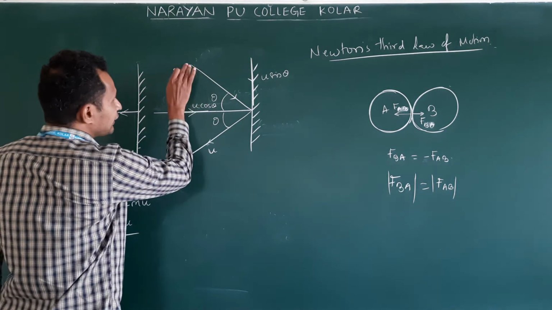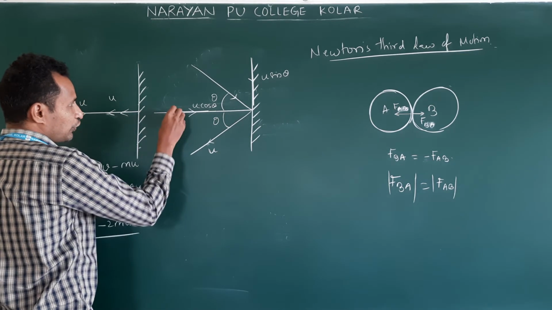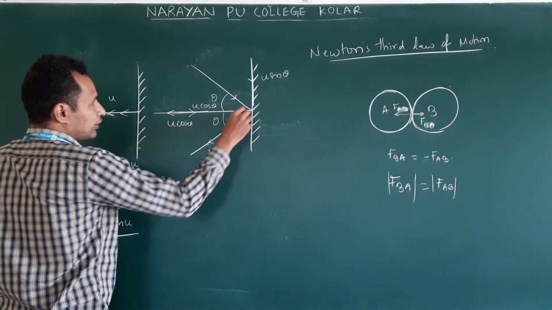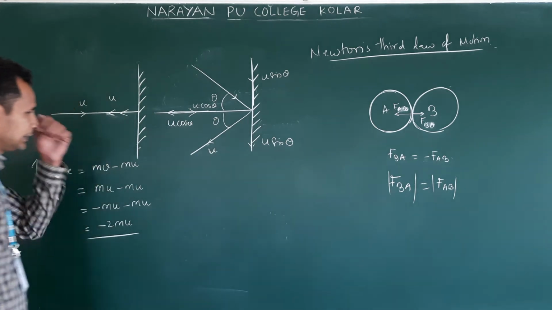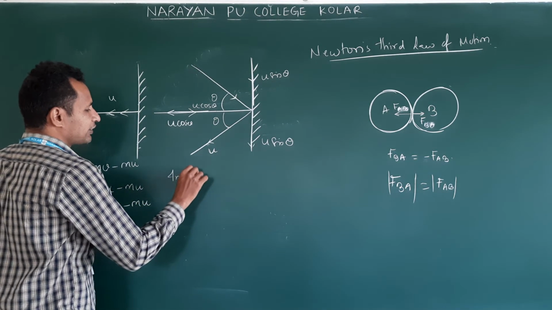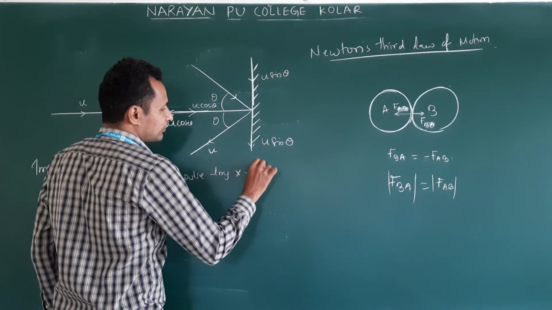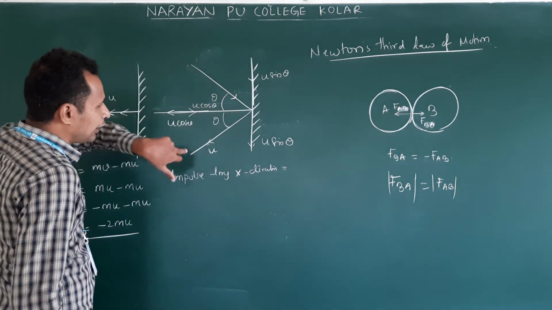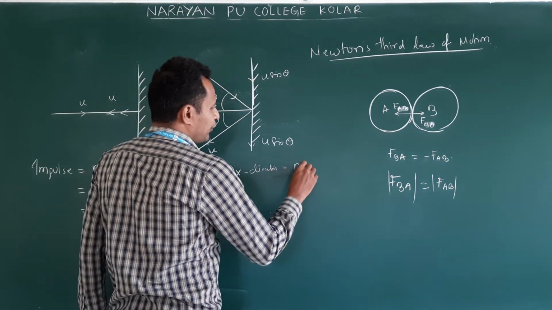Right? This is incoming. Now, after reflection, after the bounce, if you resolve this, with theta subtended, this side is u cos theta and this side is u sin theta. Now, the impulse along x direction. Okay, now we resolve the incoming and the reflected velocities.